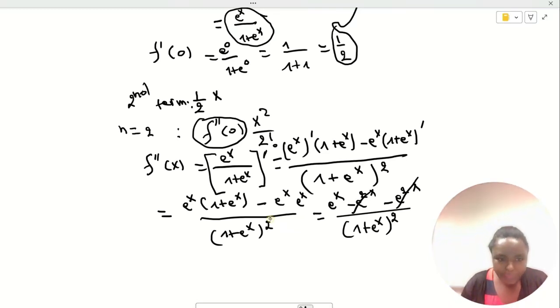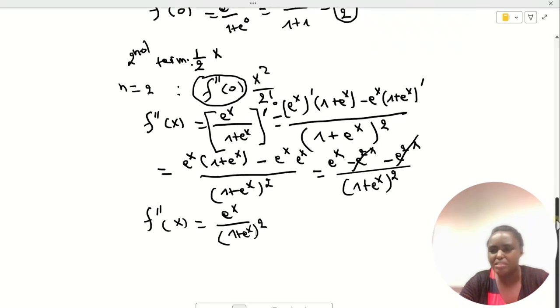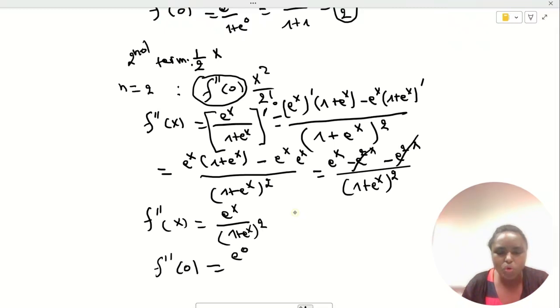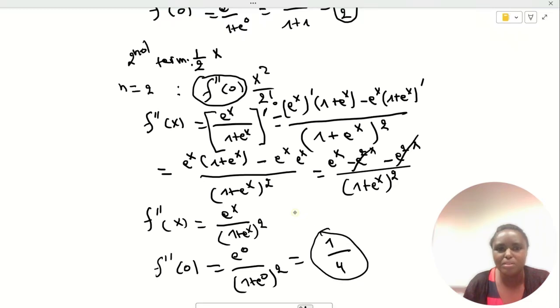Yes. So then the second derivative of x is equal to e power x over 1 plus e power x and squared. Then if we evaluate this derivative in x equal to 0, we will get f second derivative of 0 equal to e power 0 over 1 plus e power 0 then power 2, which is equal to 1 over 1 plus 1 power 2, 1 over 4.